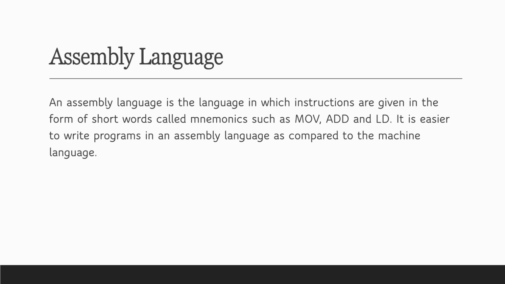However, it still requires knowledge of the computer's hardware architecture. Today, assembly language is less common for everyday software development because high level languages like Python, Java, and C++ are more user friendly. Still, assembly language remains important in areas where speed and direct hardware control are critical, such as robotics, embedded systems, and operating system kernels.